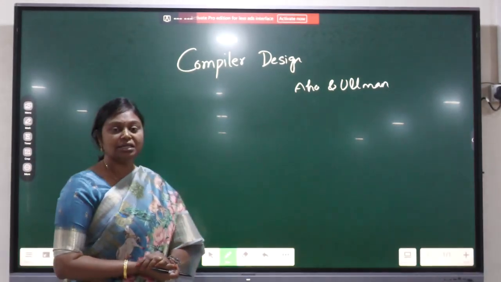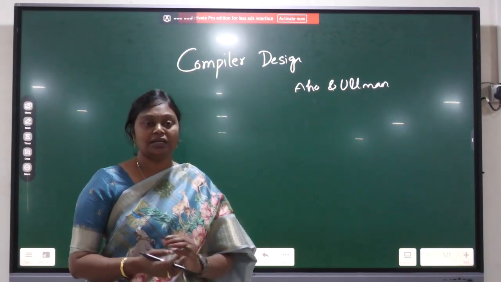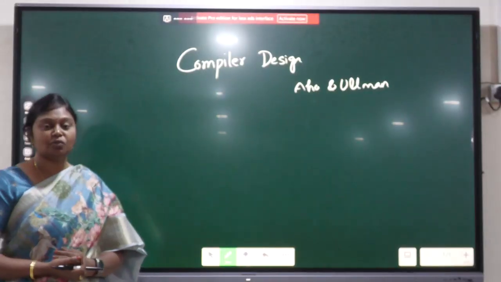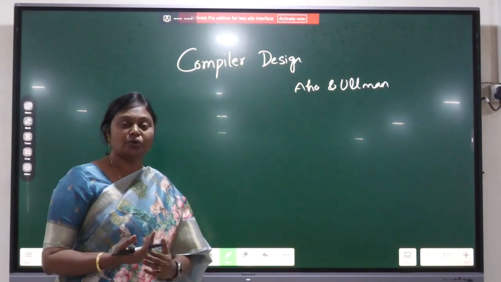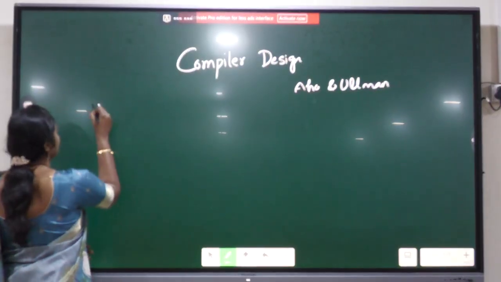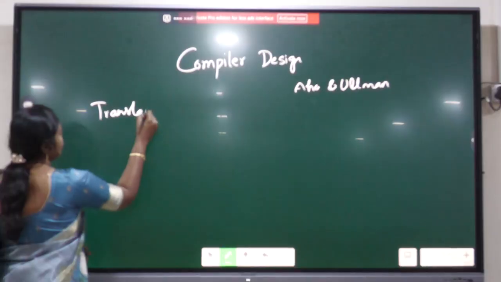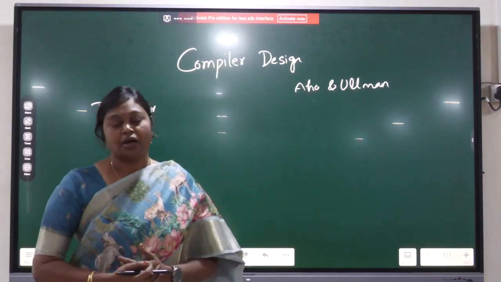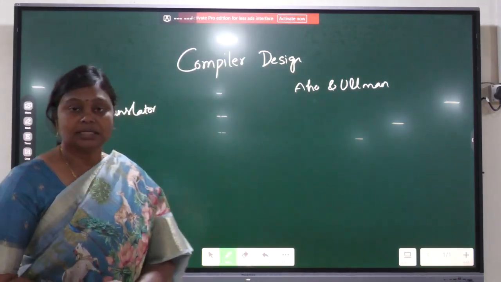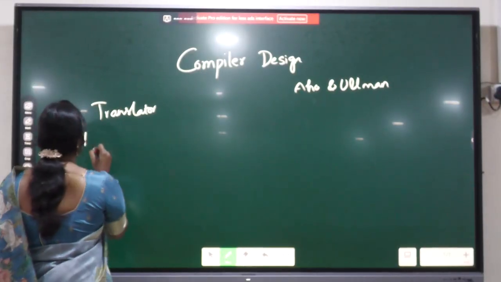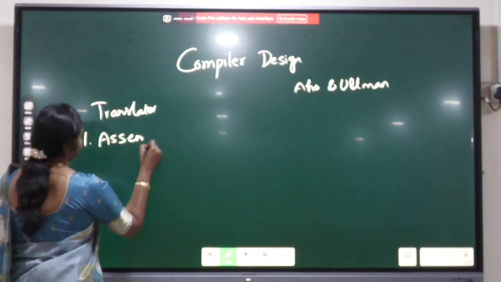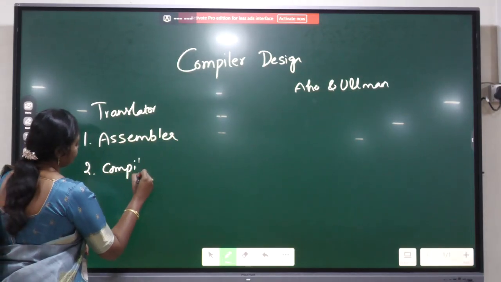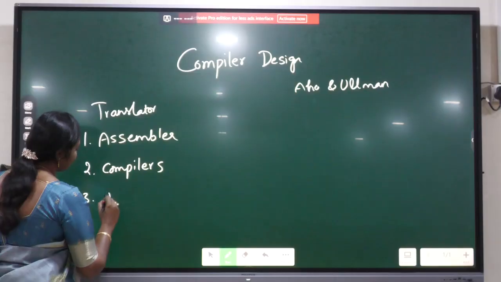Okay, so compilers you might use in first year while compiling the C language programs, right? So before learning what a compiler is, first we should know what a translator is. A translator is a program which will convert a source program into a target program. Okay, there are different types of translators. The first one is assembler, the second one compilers, and then the third one interpreters.